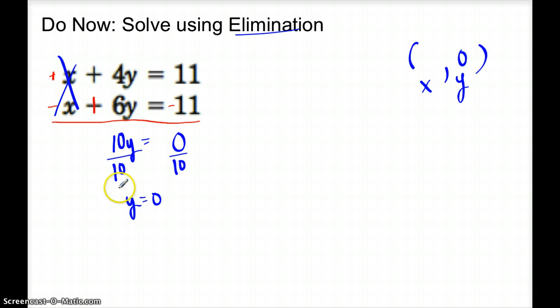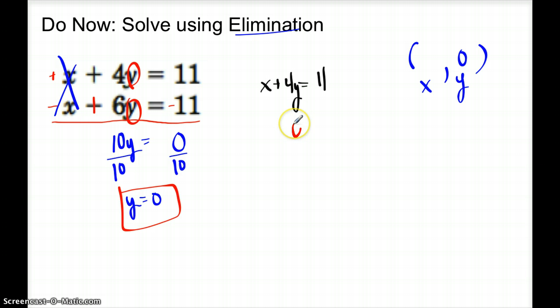If I know y equals 0, I'm going to plug this somewhere into either this number here or this number here. I'm going to choose that first equation because everything is positive. X plus 4y equals 11. And I now know that y is 0, so I'll plug that in and solve for x. X plus 4 times 0 equals 11. And then 4 times 0 is 0. X plus 0 equals 11. X equals 11. 11 comma 0.